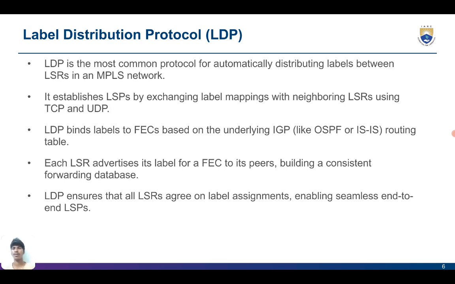Label Distribution Protocol, LDP. LDP is the most common protocol for automatically distributing labels between LSRs in an MPLS network. It establishes LSPs by exchanging label mappings with neighboring LSRs using TCP and UDP. LDP binds labels to FECs based on the underlying IGP, like OSPF or IS-IS, routing table.